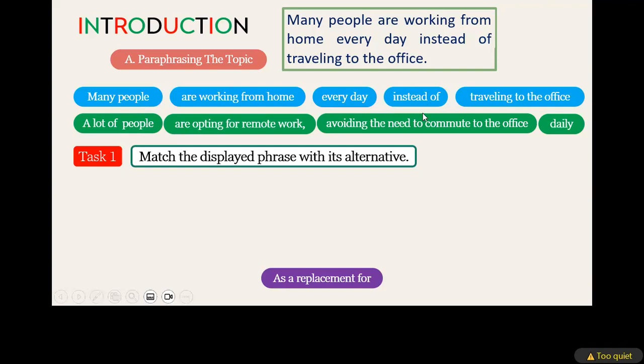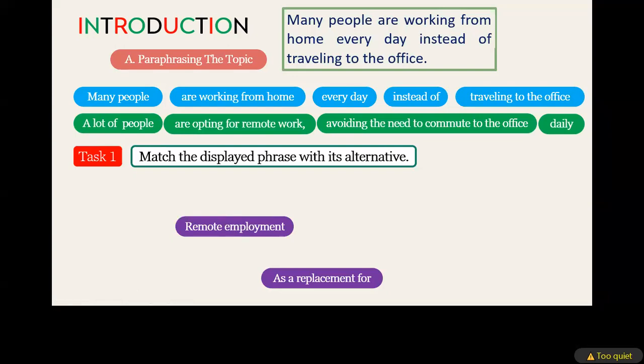Among the blue ones, which word or group of words means "a replacement for"? Yes, I would like you to talk, Nada. Instead. Okay, because when you do it like this, they get confused, since there are many words. But instead of saying "instead of," I can say "as a replacement for." I know it's maybe not easy for the student to come up with this. I can say many people are working from home every day as a replacement for traveling to the office, or instead of. But okay, let's move on.